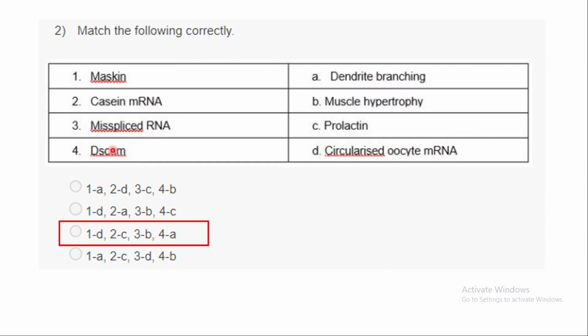So then our correct answer will be maskin to circularized oocyte mRNA, 1 to D, DSCAM to dendritic branching, 4 to A, misspliced RNA to muscle hypertrophy, 3 to B, and casein mRNA to prolactin, 2 to C. So this will be the correct answer.